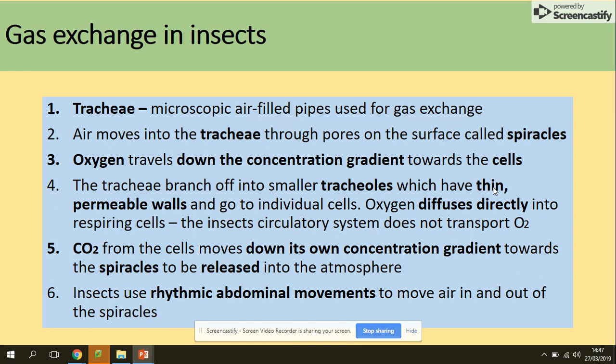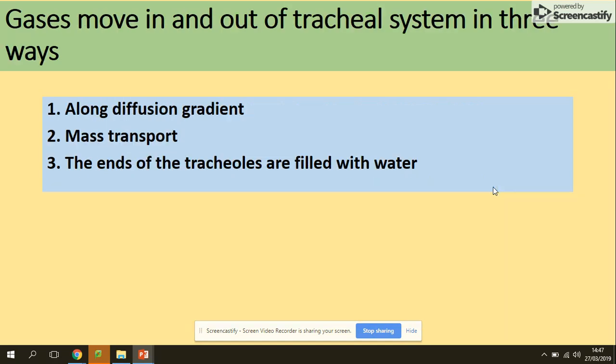Carbon dioxide from those cells after respiration will move down its concentration gradient, so this time towards the spiracles, and will be released. And we need to remember that insects use rhythmic abdominal movements to move air in and out of the spiracles. Right? So how can gases actually move in and out of the tracheal system? There are three ways: along a diffusion gradient, mass transport, and the ends of the tracheoles are filled with water.